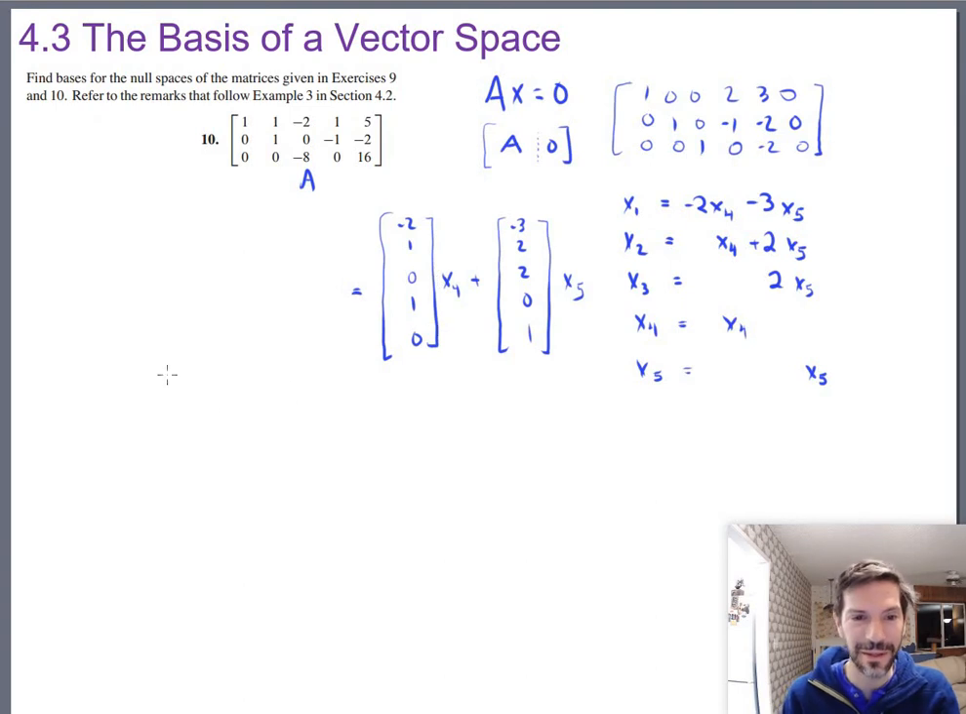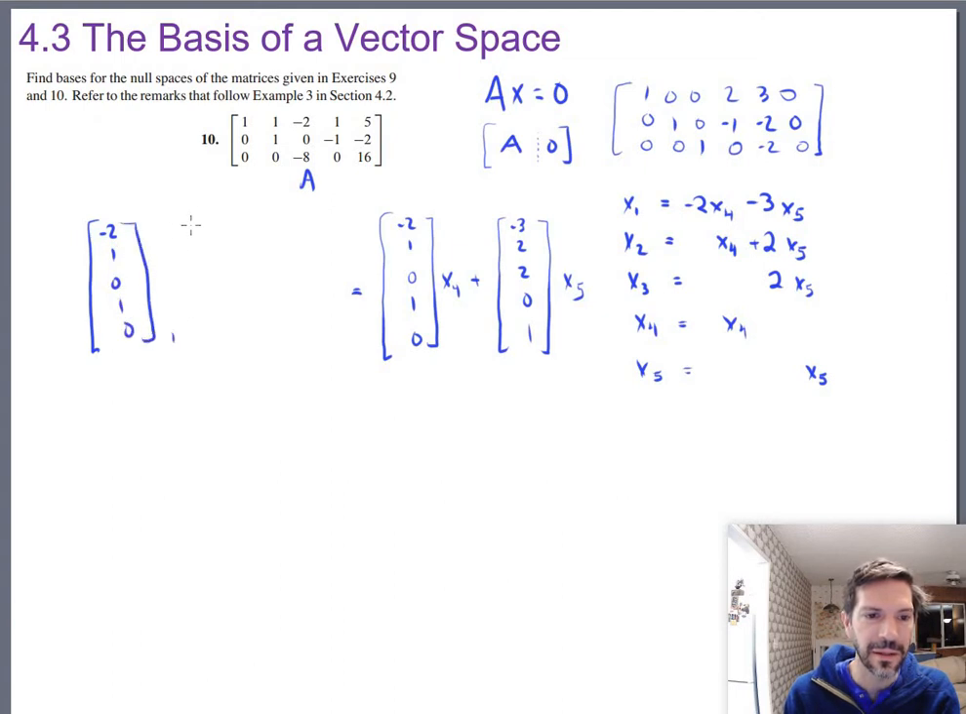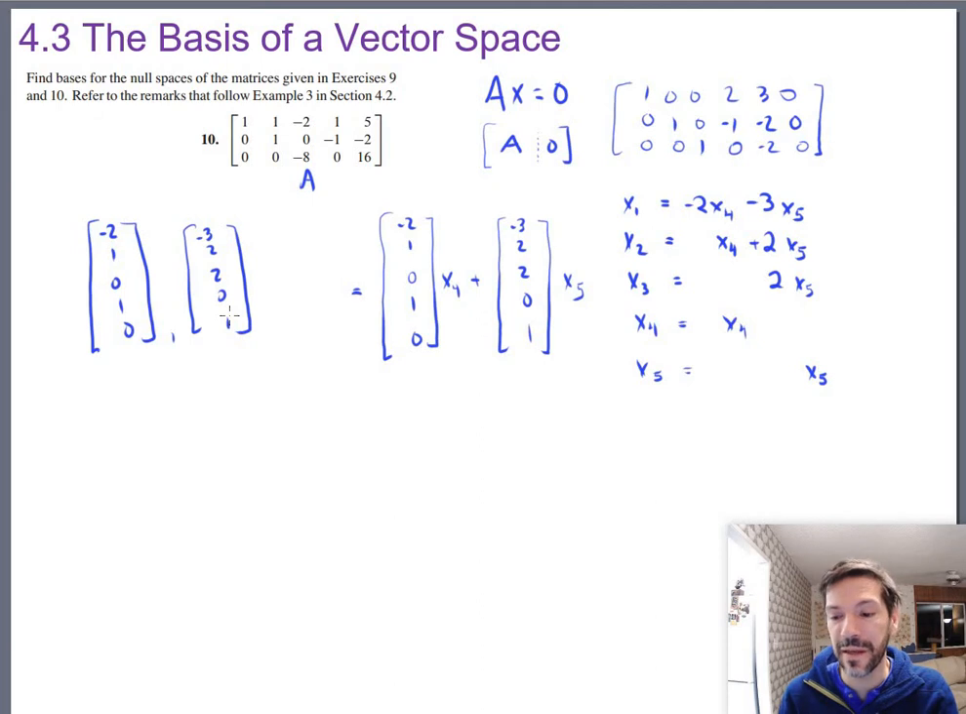So there's no extraneous bits here, and we have a basis for the null space. So the basis for the null space of matrix A is those two vectors. If you're writing down a basis, you technically just write down the vectors. You don't write the x4 plus and x5. So you just say the basis for the null space of A is -2, 1, 0, 1, 0, and -3, 2, 2, 0, 1.